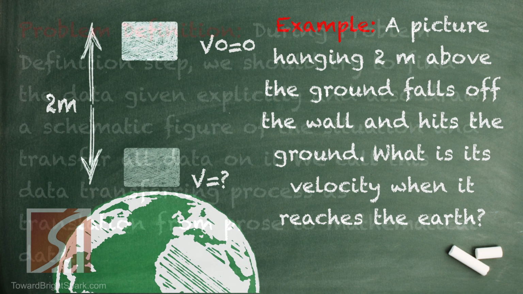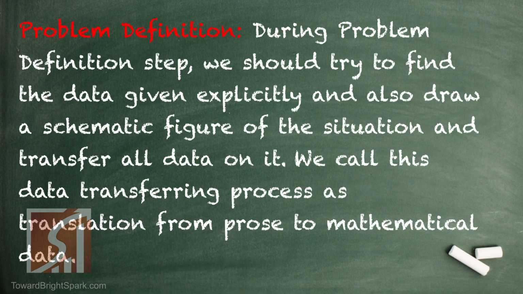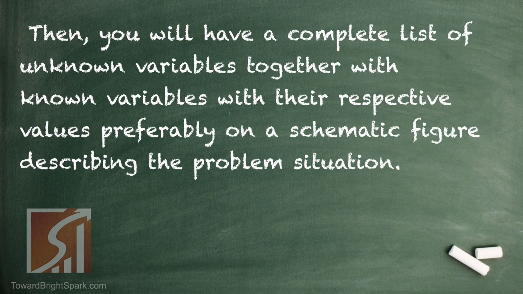Okay, if you want to solve this problem successfully, you need to follow the steps below. The first step is problem definition. During the problem definition step, you should try to find the data given explicitly and also draw a schematic figure of the situation and transfer all data onto it. We call this data transferring process translation from words to mathematical data. Then you will have a complete list of unknown variables together with known variables with their respective values, preferably on a schematic figure describing the problem situation.